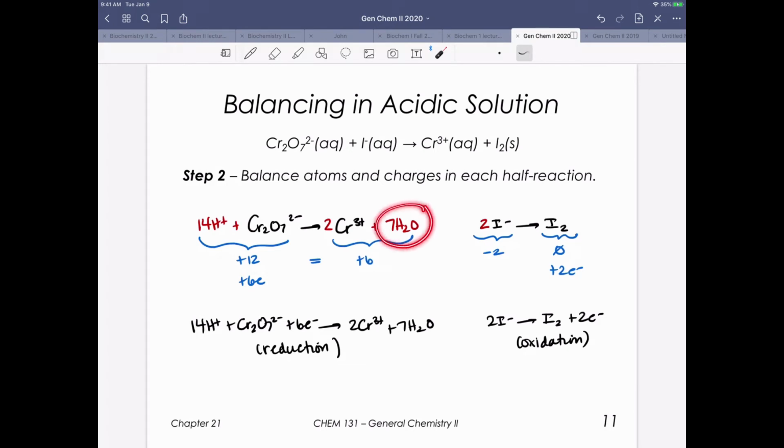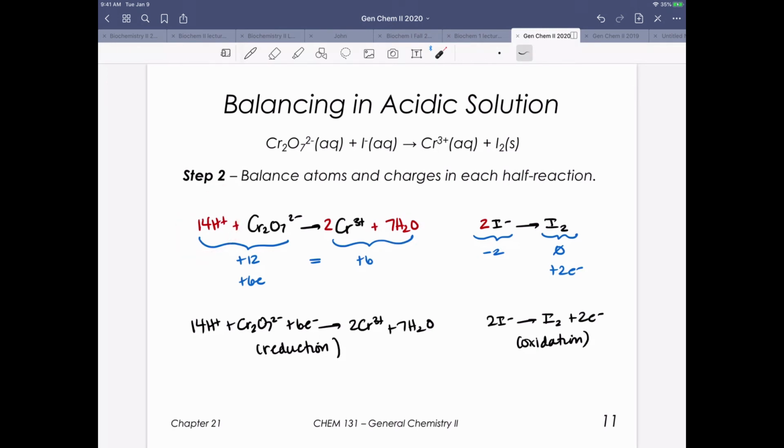Well, by adding 7 waters over here, I added 14 hydrogen atoms. So I need to add 14 H+ over to this side. Okay, so to recap what we did here, and again, this is the most involved and kind of time-consuming step. Balance atoms first that are non-oxygen and hydrogen atoms. Then go ahead, balance oxygen first by adding water, and then balance hydrogen by adding H+.